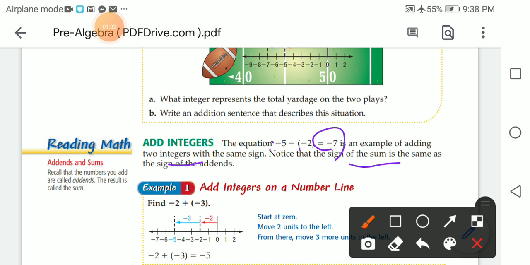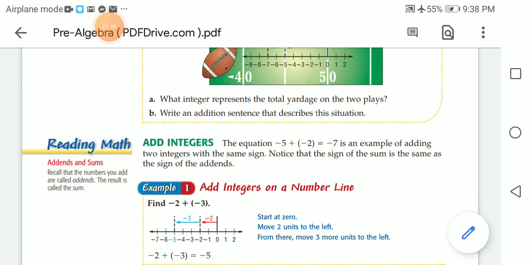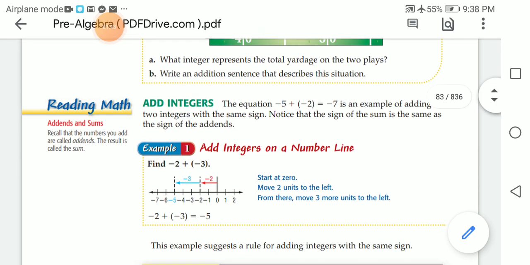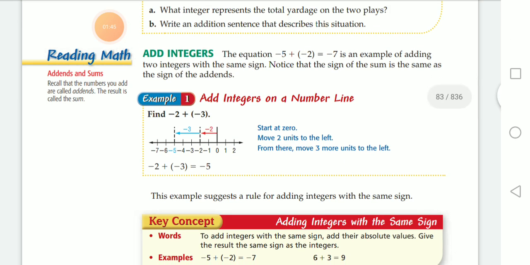Recall, the numbers you add are called addends. The result is the sum. I know some of you know these expressions. So I have here in example 1, add integers on a number line. Find -2 plus -3. What do you think?